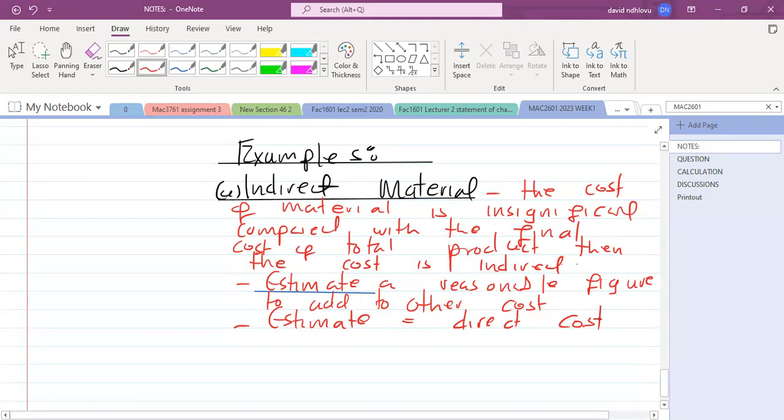Are we on the same page? The last one, estimate equals, I think it should be indirect. Yes, that should be indirect. Thank you very much. It shows that we are together. So that's an indirect what? Material. Then we also have indirect labor.